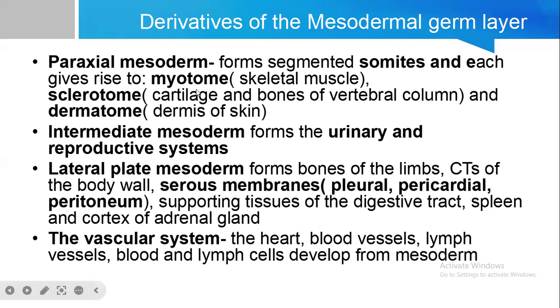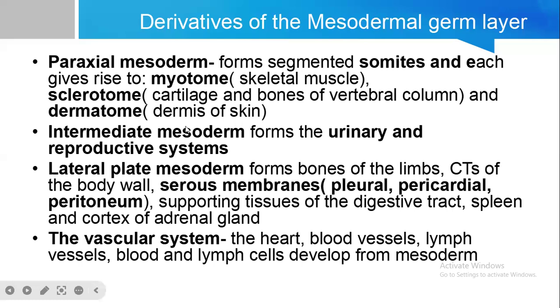That somite will have a dermomyotome part and a sclerotome part. The dermo part is dermis of the skin. The myotome part is skeletal muscle, basically striated muscle, right? Then the sclerotome part is going to form cartilage and bones of the vertebral column. Mind you, it won't include bones of the upper limb and the lower limb. That is also including the shoulder girdle and the pelvic girdle. Those bones of the limbs come from lateral plate mesoderm, right?